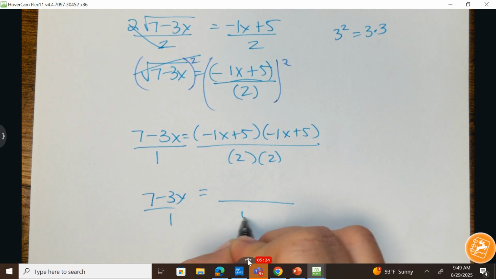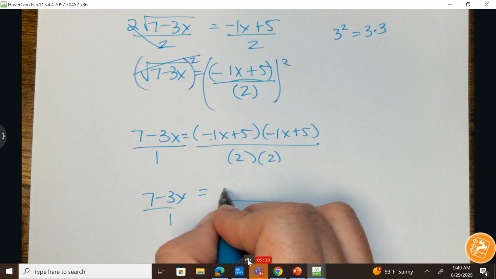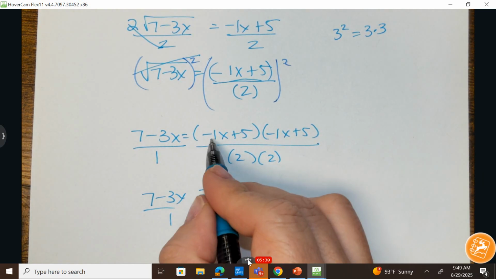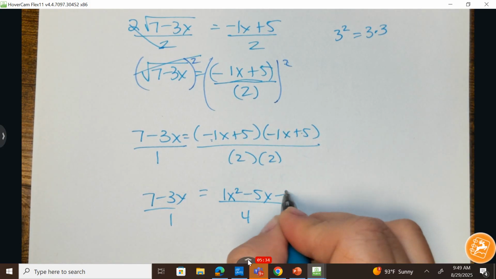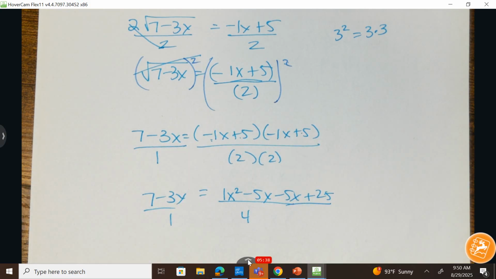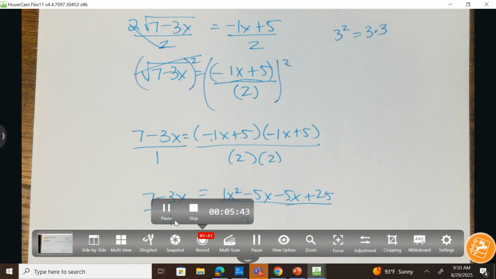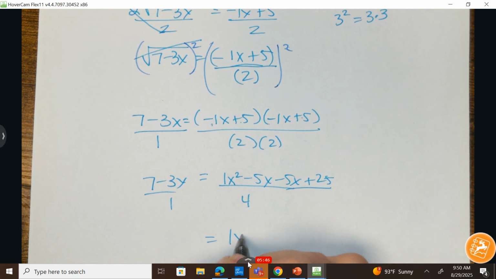Okay, so on the bottom I have 4. Now on top, I'm going to quickly FOIL this. Negative 1 times negative 1 is 1. Negative 1 times 5. 5 times negative 1. 5 times 5. Okay, then I'm going to combine like terms, and I have 1x squared minus 10x plus 25.